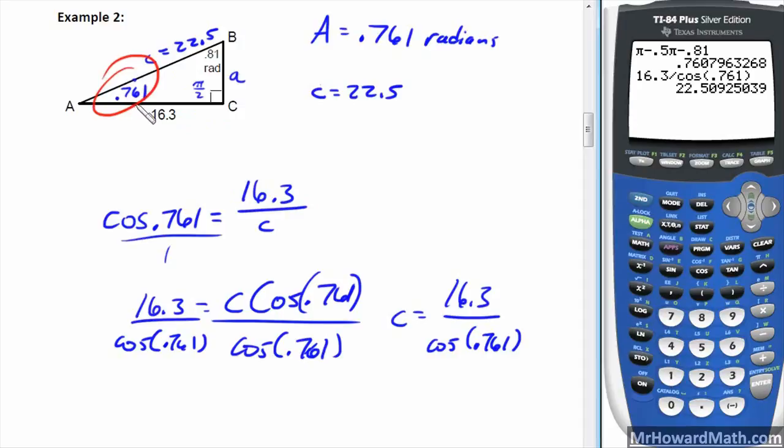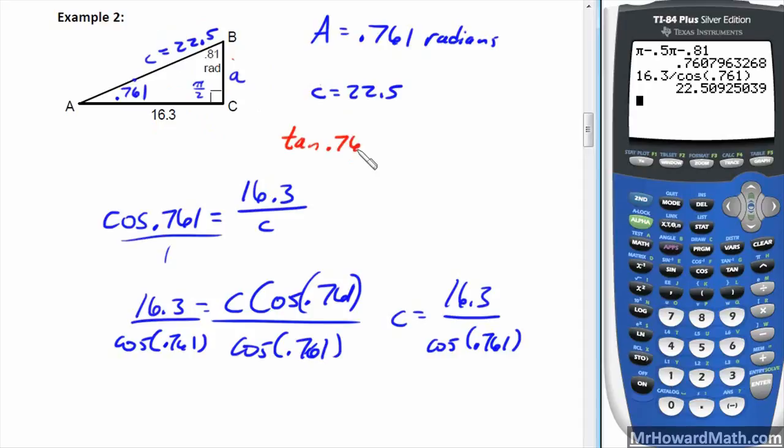So from that angle, the side A is my opposite side, and I have the adjacent side, 16.3. So I'm actually going to use tangent this time. I could use sine because I want the opposite and I have the hypotenuse, but I'm choosing to use tangent because I want the opposite and I have the adjacent. So tangent is what I'm going with.